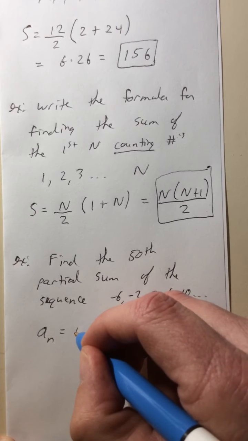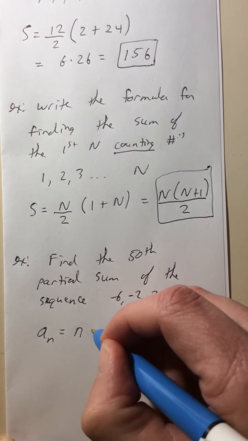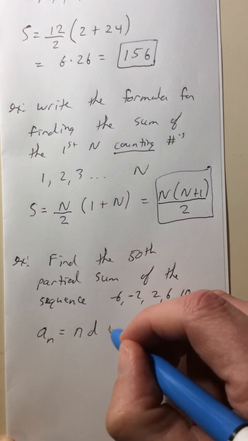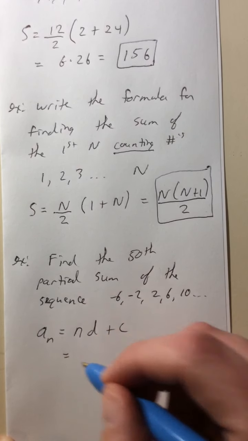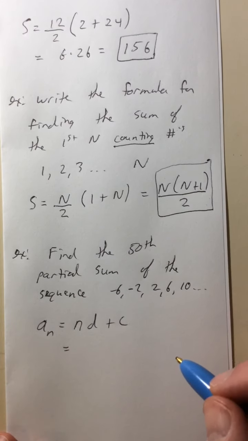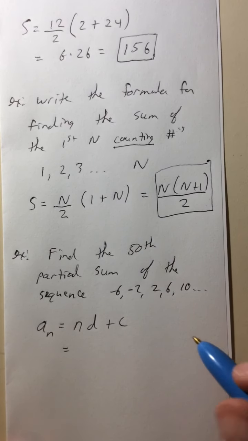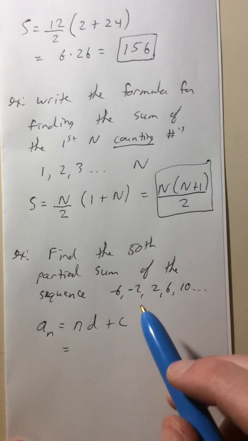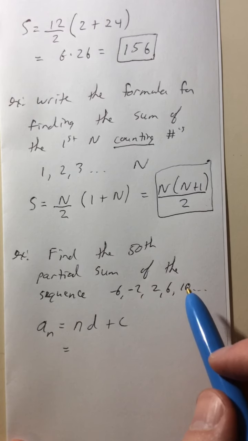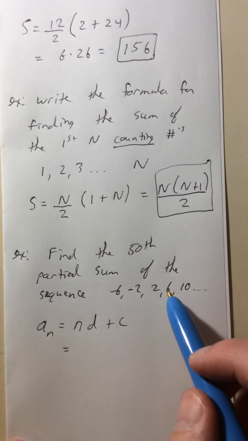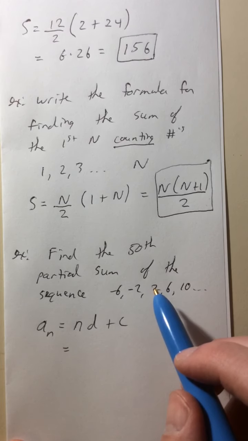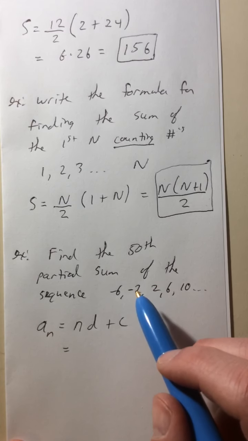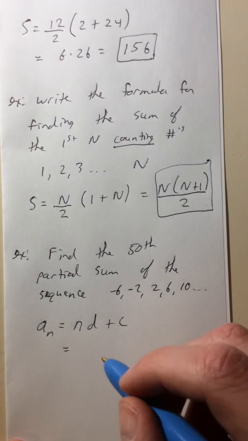So we got n times d. Did I write dn before? I don't remember. Plus c. So I can just pick any of these terms that I want. And so let's first find the common difference here. So let's just start here. 10 minus 6 is 4. 6 minus 2 is 4. 2 minus negative 2 is 4. I bet the common difference is 4.